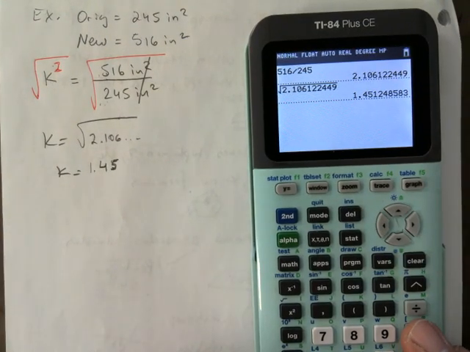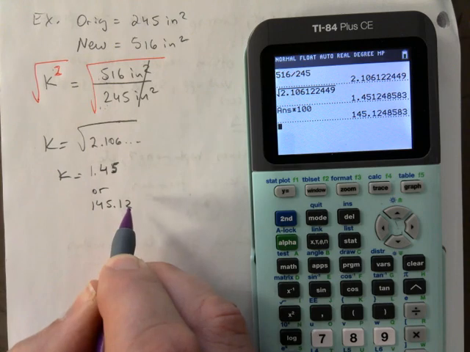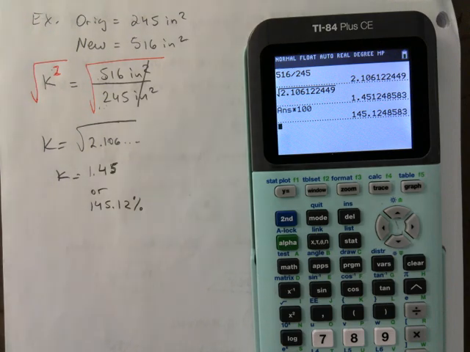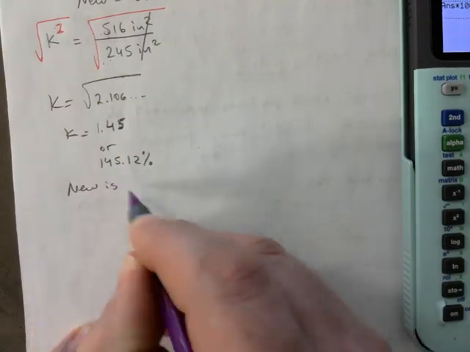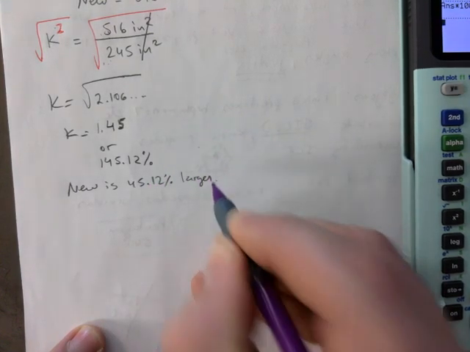Or we could state this as a percentage, right? We go times 100, or 145.12%. Always base it on the calculator. What's on your calculator when you're actually multiplying by 100, right? How much bigger is the new shape? You remember? 100 is your baseline, so it's 45.12% bigger, okay? New is 45.12% larger.